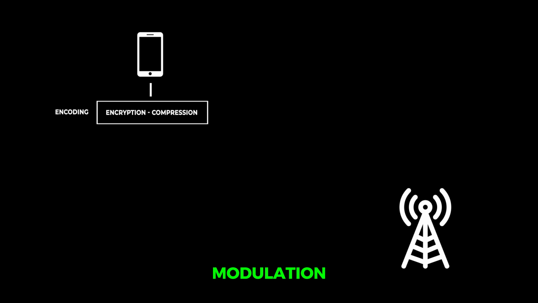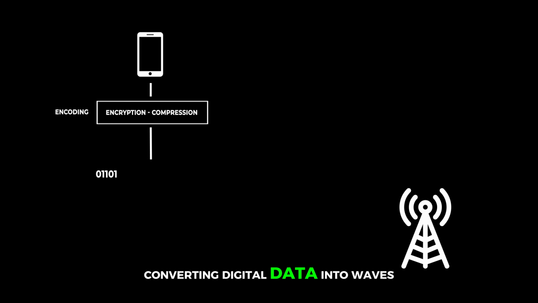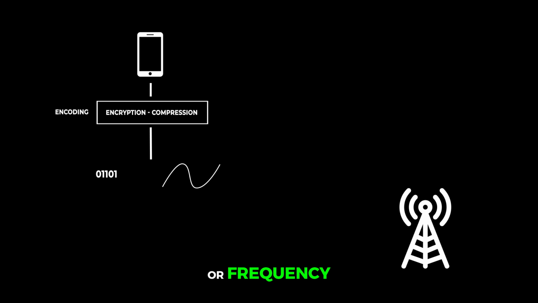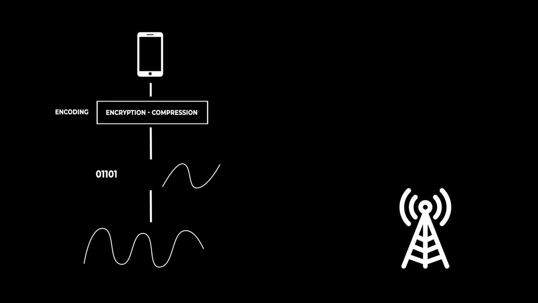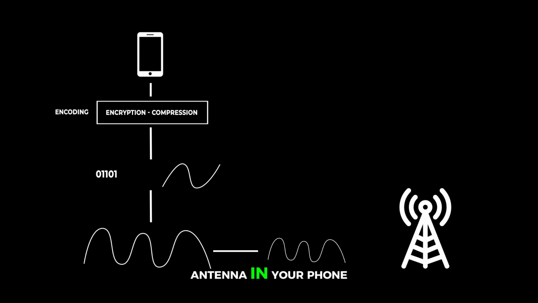Then comes modulation, converting digital data into waves by adjusting things like amplitude or frequency. For example, digital bits like 0-1-1 get represented as wave patterns. After modulation comes amplification, strengthening the signal. Then it goes to the antenna in your phone, which transmits it. The signal travels to the cell tower, which then routes it to the target phone.